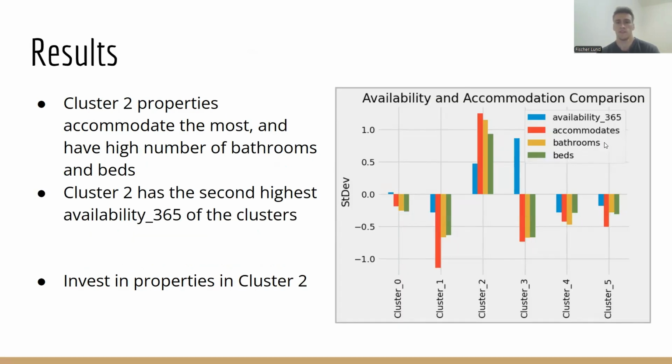Here are some more results. This is looking at an availability and accommodation comparison. This is a clustering analysis. We can see that cluster number 2 really blows the other clusters out of the water as far as number of people it can accommodate, number of bathrooms, and number of bedrooms. And it has the second highest availability throughout the year, just behind cluster number 3.